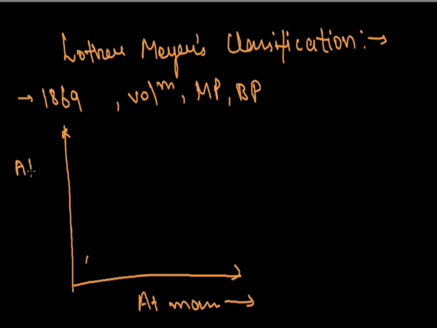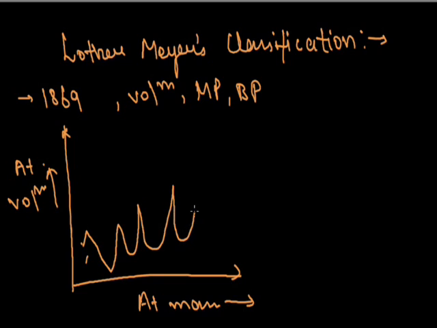Atomic volume on the y-axis. There is some pattern he observed; the graph roughly looked like this. The pattern which he observed was that elements with similar properties occupied similar positions in his graph.